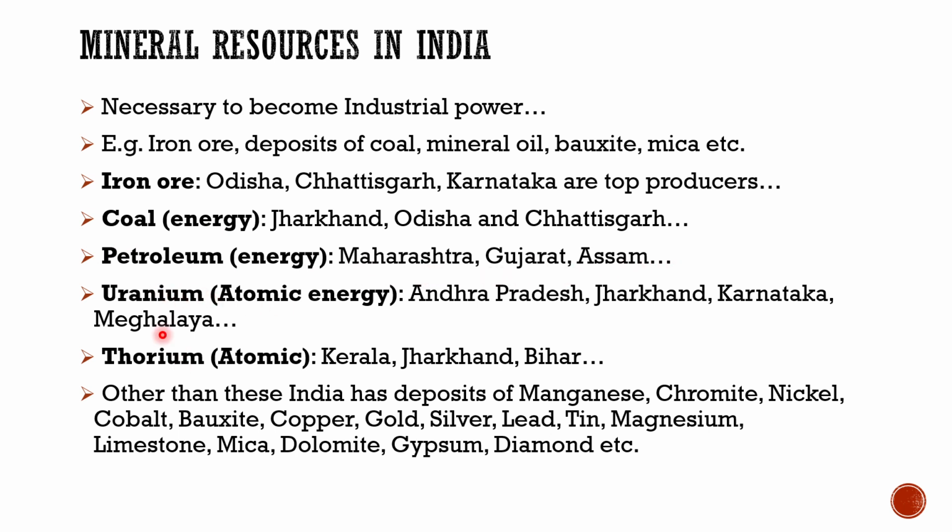Uranium and thorium, these two are used as atomic energy resources, and we have small deposits in Andhra Pradesh, Jharkhand, Karnataka, Meghalaya, and for thorium in Kerala, Jharkhand, and Bihar. And we are also depending on imports for these atomic energy resources. Other than these, India has deposits of manganese, chromite, nickel, cobalt, bauxite, copper, etc.